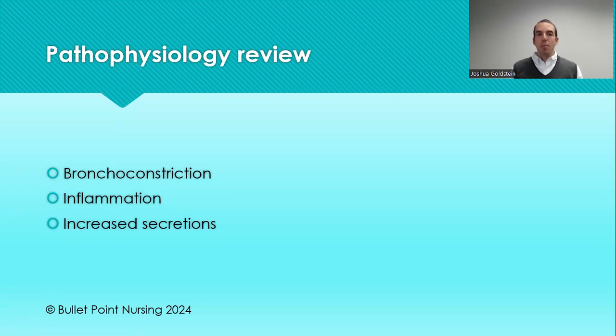Asthma is three problems. Number one is bronchoconstriction. The bronchi and the bronchioles get constricted, they become smaller in size. The second problem is inflammation. The bronchi and bronchioles, also the walls, become inflamed. They become swollen, further decreasing the internal diameter of these pathways of the bronchi and the bronchioles.